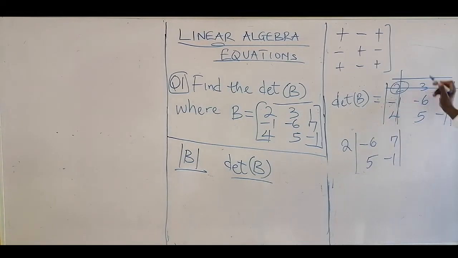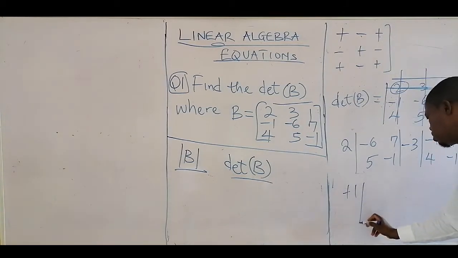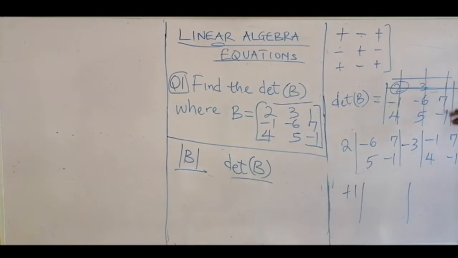Then here is 3 times what? Minus 1 times minus. So that's minus 3. Cover the same thing, do the same thing also. Cover horizontal. Cover it vertical. So we have minus 1, 7, 4, minus 1. And then the last one is 1 times plus. So that's plus 1. Do the same thing also. Cover it vertical down, horizontal. So we have minus 1, minus 6, 4, 5.